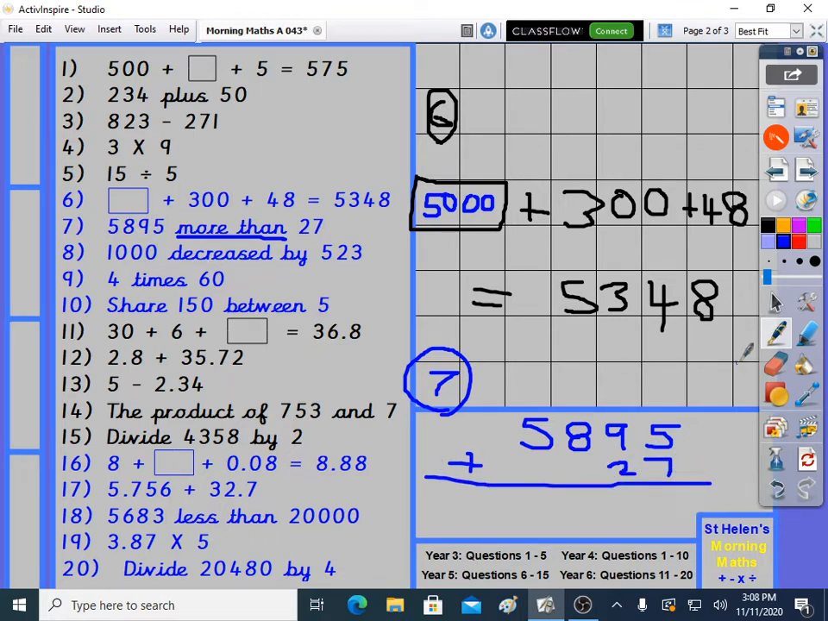We'll line it up like that, down the right, of course. Like so. 5 plus 7 is 12. 9 plus 2 is 11, plus 1 is 12. 8 plus 1 is 9. And the 5, which is, of course, worth 5,000 at the front. 5,922. On to question 8.